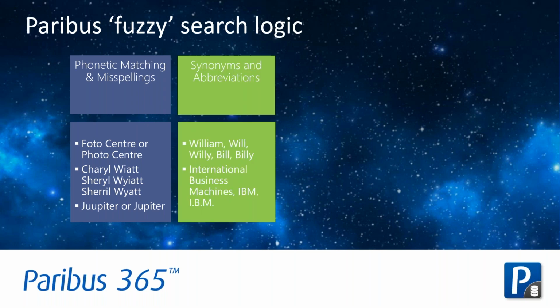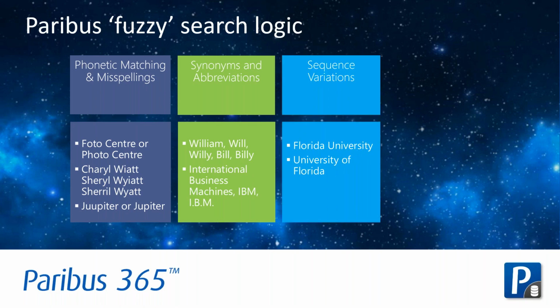Also synonyms and abbreviations, right? The Williams, Will, Billies, those are going to be found as potential matches, as well as International Business Machines, IBM and I.B.M., right? Those will be considered matching records.